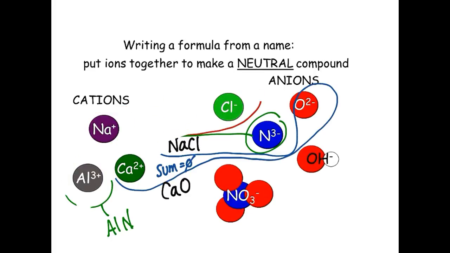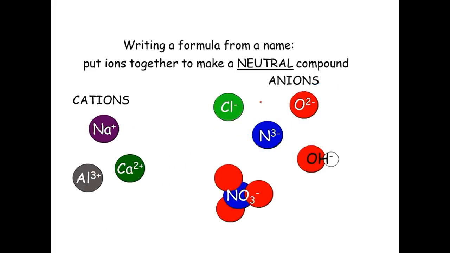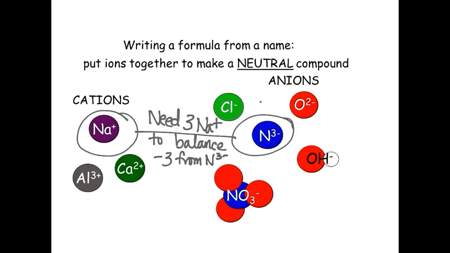But these things don't always add to 0. What if you're combining sodium with nitride? Or what if you're combining aluminum with oxide? In those cases, you need to use different numbers. So sodium and nitride are not going to combine 1 to 1. You need 3 sodiums to balance out the -3 from the nitride, right? That gives you +3 from sodium and -3 from nitride. So you're going to get Na3N. You will put a little subscript 3 next to the sodium, and that's how those combine to form a neutral compound.